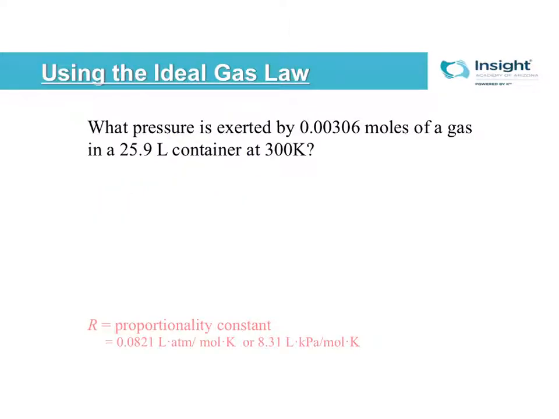So here's an example of using the ideal gas law. What pressure is exerted by 0.00306 moles of gas in a 25.9 liter container at 300 Kelvin? So just like all of our other ones, we're going to identify what we have. So we've got 0.00306 moles of gas, so that's our n. All right, liters is going to be our volume, and K stands for Kelvin, which is going to be our temperature, and here's our question, so our P equals question mark.